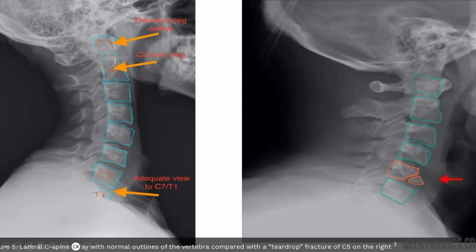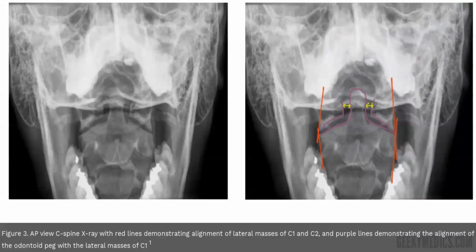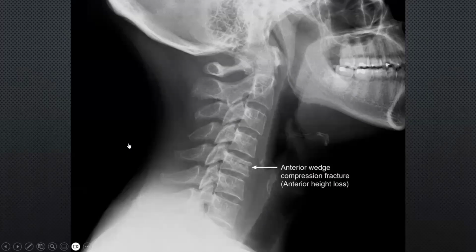So this is a teardrop fracture. Okay. And is this normal or abnormal? Sir, normal, because the alignment of C1 and C2 is there. Okay. And regarding the dens, any disruption? No, sir. Okay. What is the problem here? Sir, anterior wedge compression fracture. Okay. Height is lost. Why? Because height is lost anteriorly, sir.